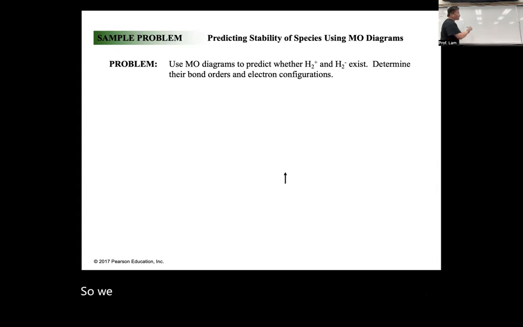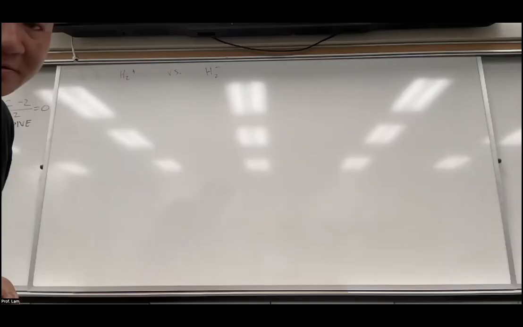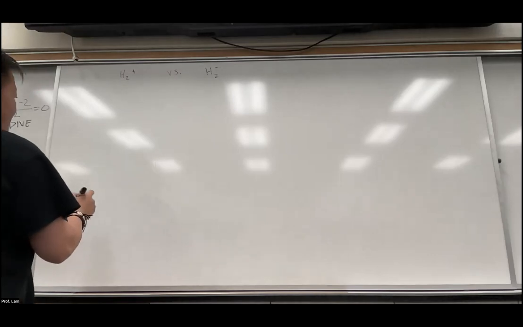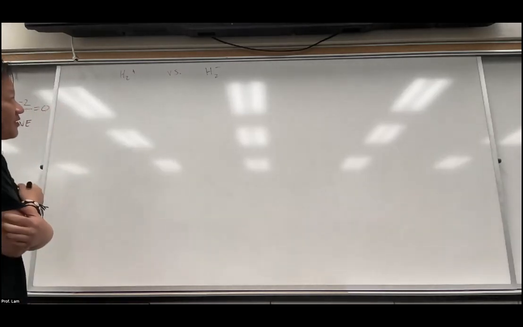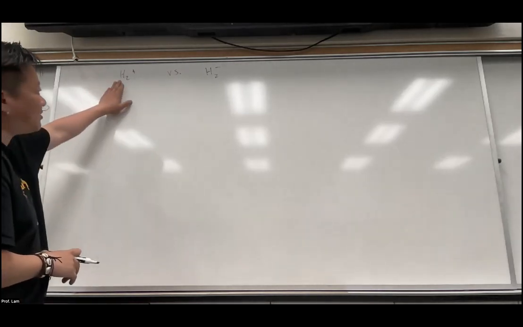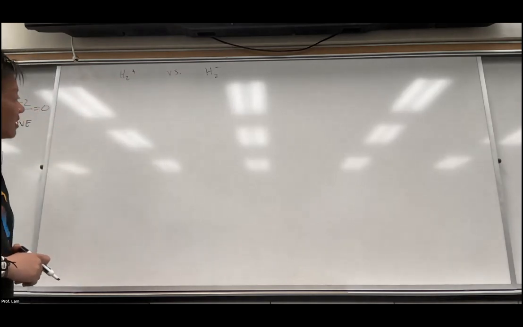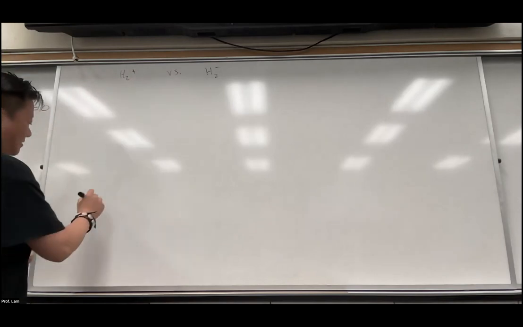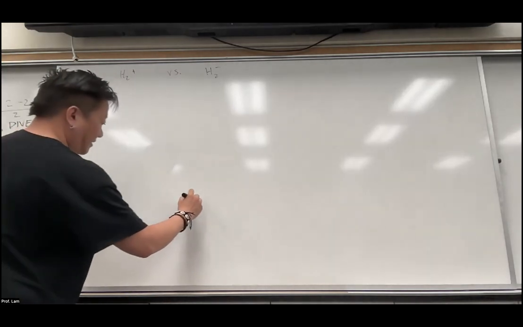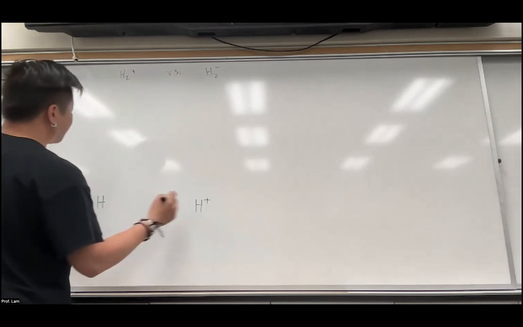So we got H2 cation versus H2 anion. Okay. So again, starting with atomic orbitals, right? Let's do H2 cation first. What 2 atoms come together to make H2 cation? H and H plus, right?